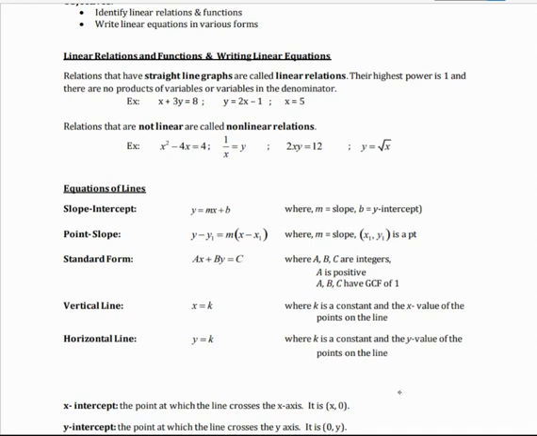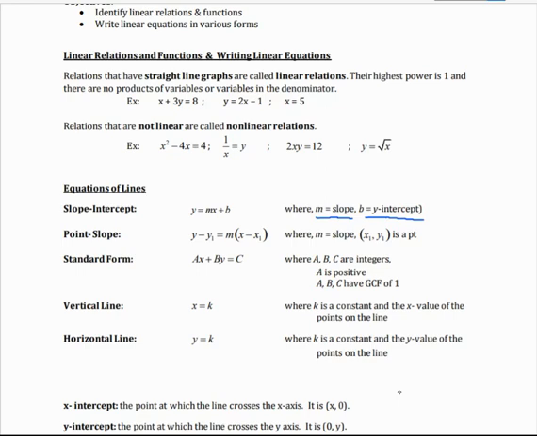Okay? When we are writing linear equations, we have a variety of different forms that we can write them in. We have slope-intercept form. Remember, slope-intercept form is y = mx + b, where m is our slope and b is our y-intercept. This is the most popular form that we use because it's very helpful for graphing.